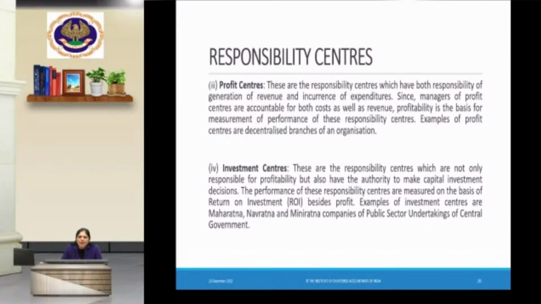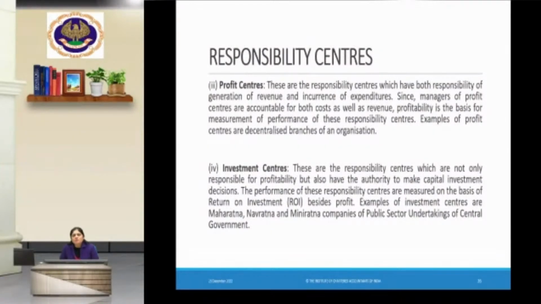Alright. So since managers of profit centers are accountable for both cost and revenue, profitability is the basis for measurement of performance of these centers. So how much profit they are basically generating. So that way their performances are measured.